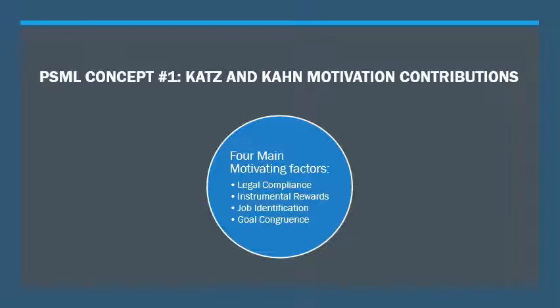So moving on now to public service management and leadership, we take a look at Katz and Kahn, but from a different perspective than their important contributions to open systems theory. They also had important work that detailed what it takes to motivate employees. They broke it down into 4 main motivating factors: legal compliance, instrumental rewards, job identification, and goal congruence. This is important to have as a leader, especially in a change situation in public administration, because if you're not able to find the different factors that motivate your employees, then the change process is not going to go over well, and you're not going to have the support of your employees, most importantly.